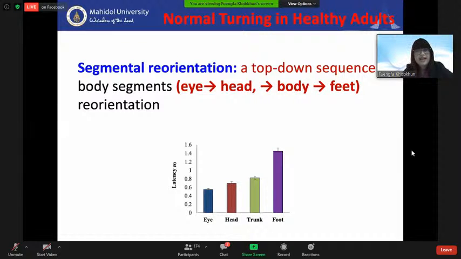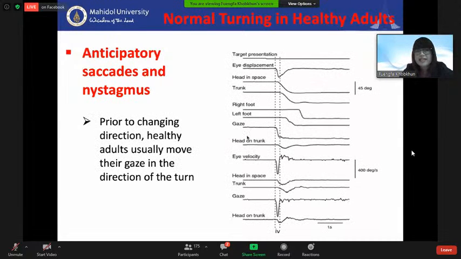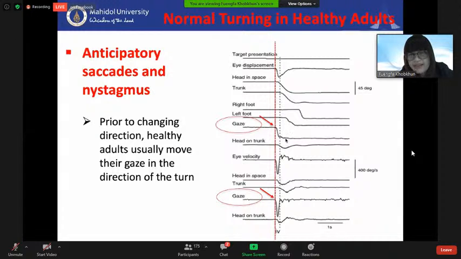Okay, and the second one, turning needs anticipatory saccades and nystagmus. Both are eye movements, which we always report together with head movement in the research. This graph shows the gaze. Gaze means head plus eye, in degrees, and it is believed to represent an important part of the turning coordination process. If you see this graph, gaze starts first, then the head, then the trunk, and then the feet are the last.